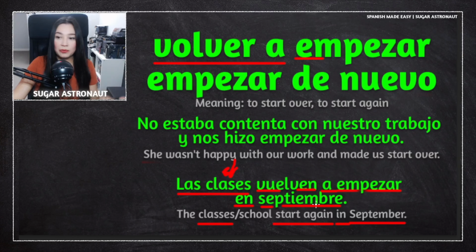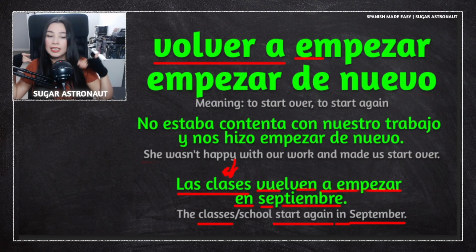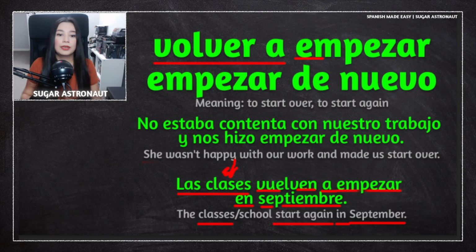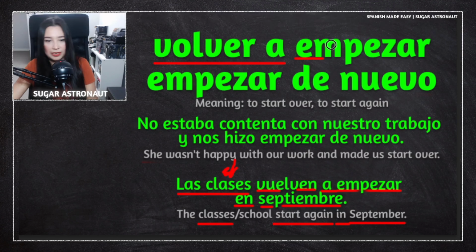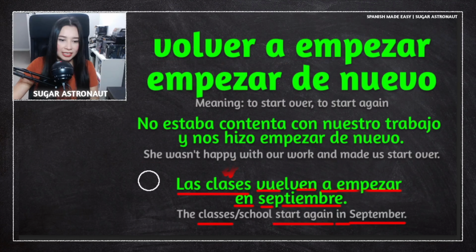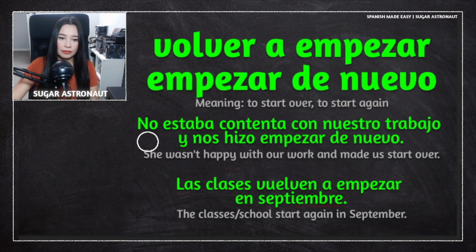You can use either one. Volver a empezar. Empezar de nuevo. They mean the same thing. So don't worry about when should I use this, when should I use this other one. They both mean the same, to start over, to start again. So quite interesting, quite good. I'm saying interesting too many times, but it's true. It's very interesting how languages work, you know, English and Spanish. Okay, so that was volver a empezar, empezar de nuevo.